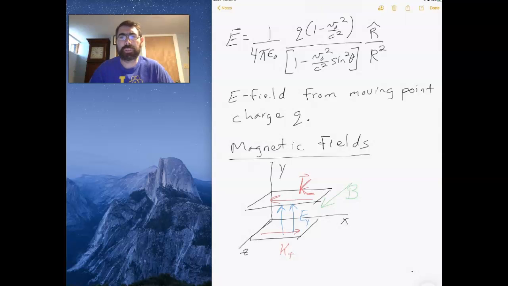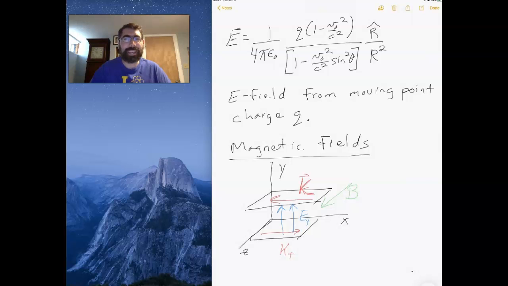This is the second video in our discussion of the fields that you get from a point charge that is moving with a uniform motion. As a recap of the previous video, we solved for the electric field that you would get, which pretty much looks like a Coulomb electric field, except for these modifications due to special relativity. Next, we want to look at the electric fields.